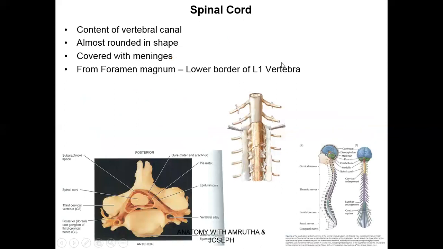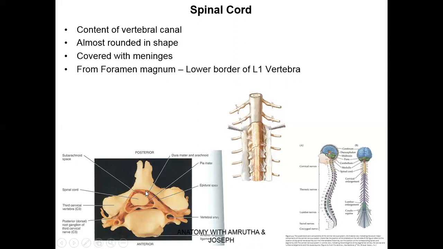Coming to the spinal cord. Spinal cord is a continuation of the brain, as we said before. It continues below the skull. So it starts from the foramen magnum. Foramen magnum is the largest foramen that is seen at the base of the skull. So it extends from there to the lower border of L1 vertebra, and it is present in the vertebral canal.